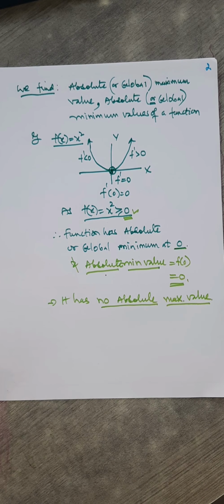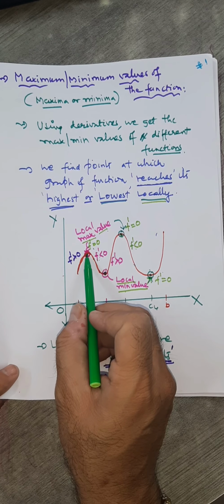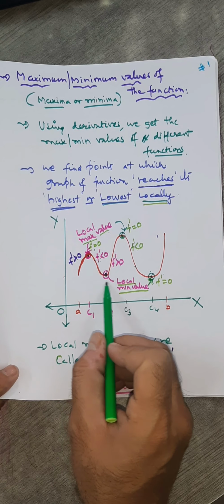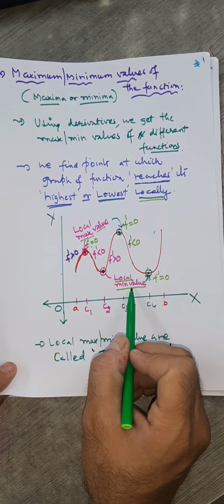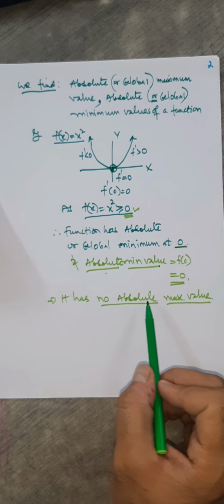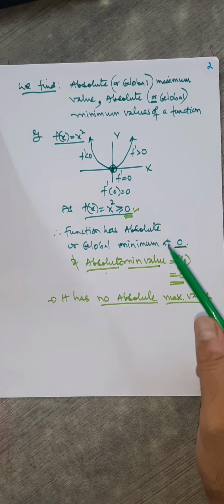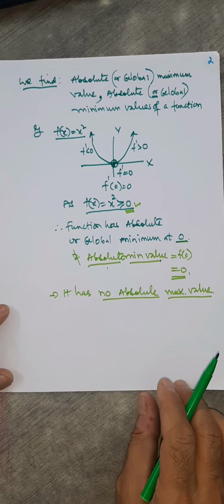Local means what? Not the entire domain. In a small portion, if it is the highest, then it's called the local maximum. In a small portion, if it is the lowest, then it's called the local minimum. Fine. And global means what? What do you understand by global or absolute? That means in the entire domain, it must have the maximum or minimum value.